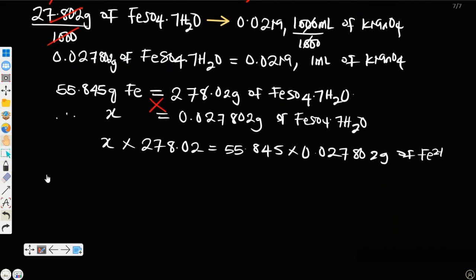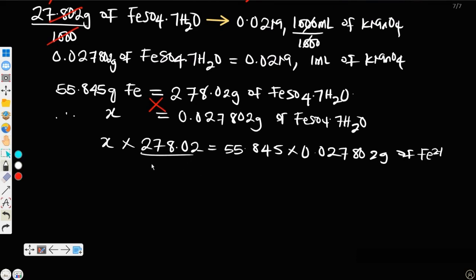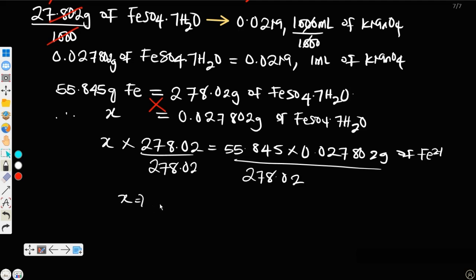Now, to get the amount of only iron present, you divide by what? 278.02. When you do that, what is your answer? 0.005584 gram of what? Iron 2. Are you getting it now?